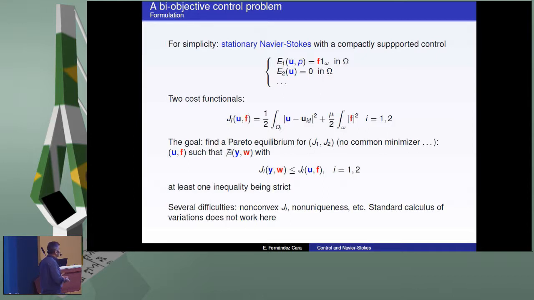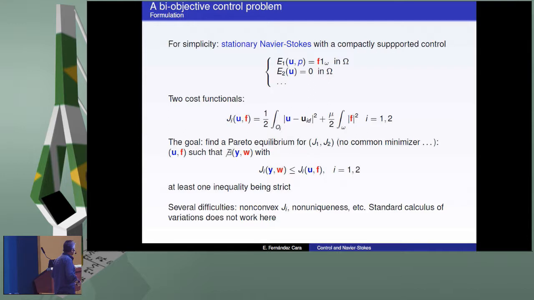We have to give a meaning to this, because they can be contradictory objectives. So the goal is to find an equilibrium. The goal is to find an F that leads to an equilibrium. And I have chosen here one kind of equilibrium, the so-called Pareto equilibrium.